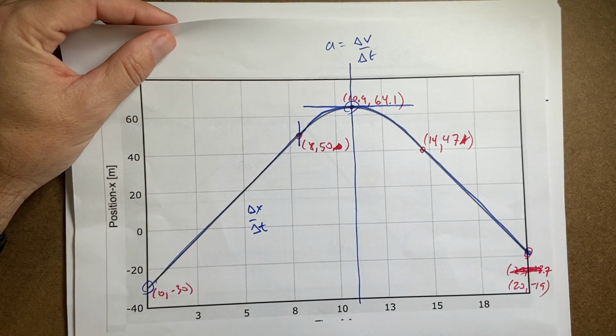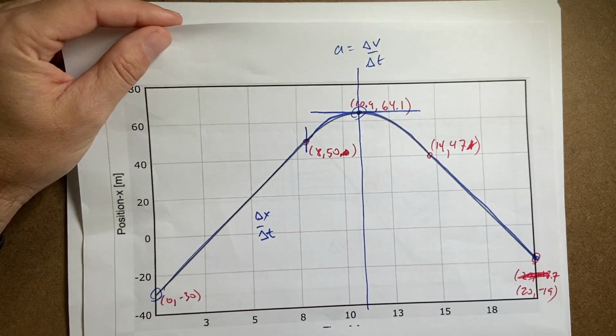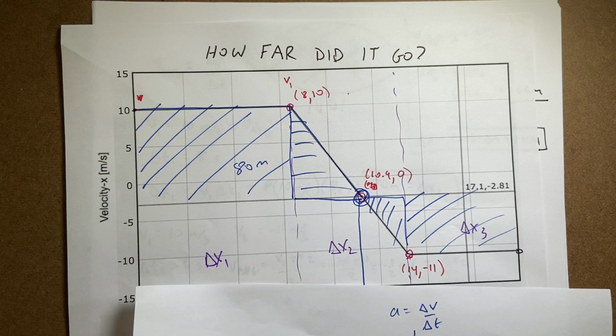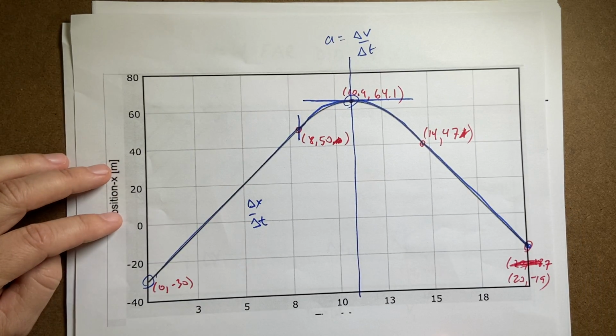And there you go. That's a simple position versus time versus velocity versus time, and finding the displacement from a velocity versus time graph.